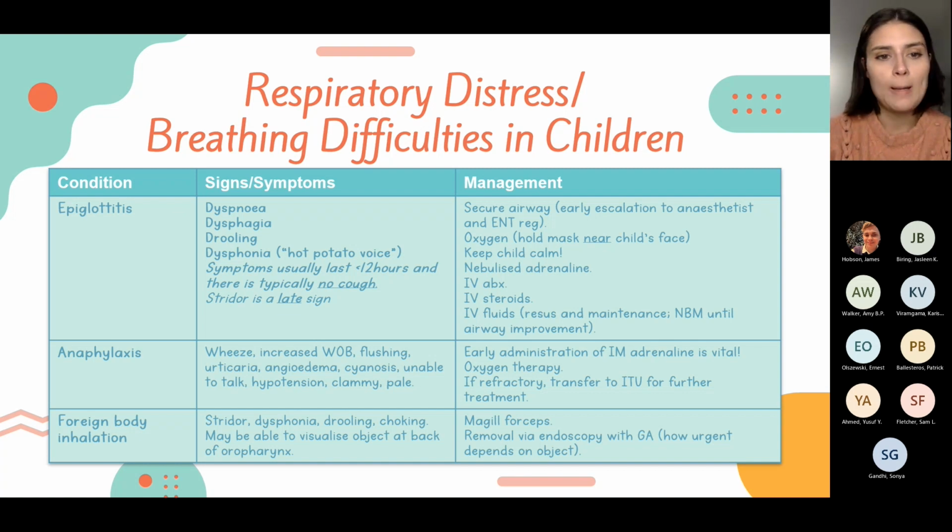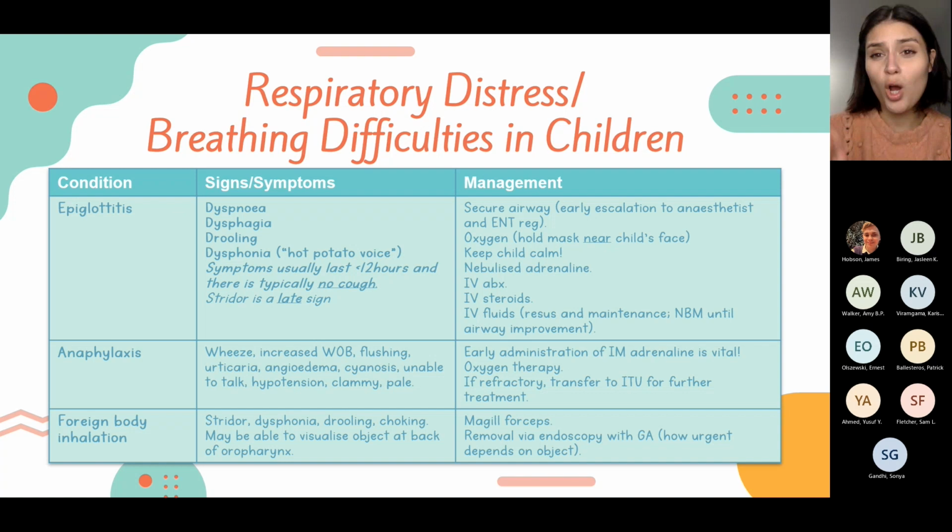So I'm hoping you know what I mean by that. If you had a bit of hot potato in your mouth and you're trying to talk through it, they'll have a funny sounding voice like that. And usually the onset is quite acute, so the symptoms will last less than 12 hours, and there's typically no cough with this one, so that helps you distinguish it from other bacterial and viral causes. With the management of this, you want to make sure that they've got a really secure airway. So if there's any airway compromise at all, you're looking at getting anaesthetics and ENT involved to pop an airway in.